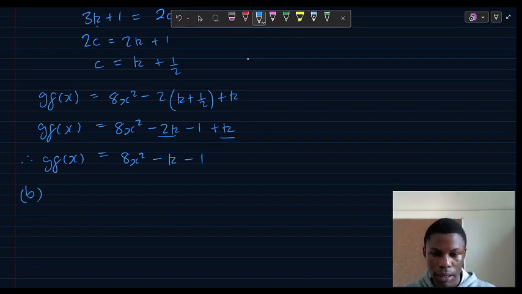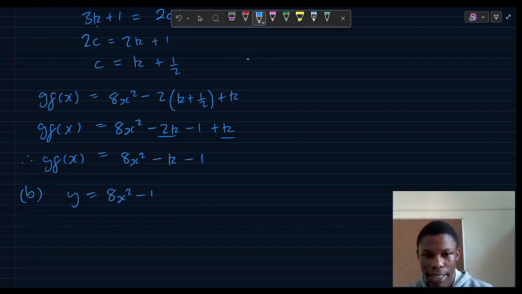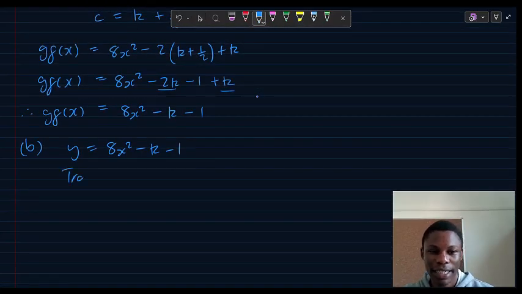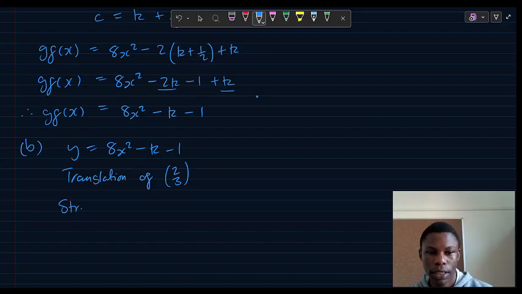Part B looks like a transformation. The curve with the equation y is equal to 8x squared minus k minus 1, which is our gf of x, is transformed to the curve with equation y is equal to h of x by the following sequence of transformations. So we've got a translation of (2, 3), and we've got a stretch in the y direction by scale factor k.